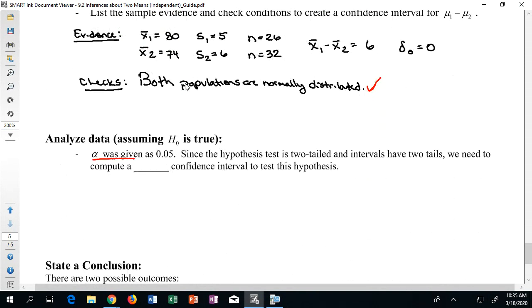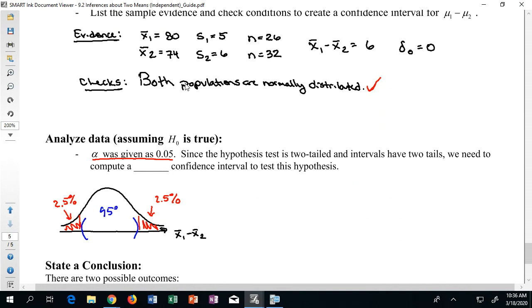Since I was given that alpha was 5% in this question, I can keep in mind that all my X bar 1s minus X bar 2s would occur on a number line. Since this is a two-tailed test, that 5% has to get split up between the two tails. So there's 2.5% on the low end and 2.5% on the high end, which leaves the interval, which would fall in the middle, covering 95%. And so I'm going to do a 95% confidence interval. I'll get ready to write out that interval and place it here.